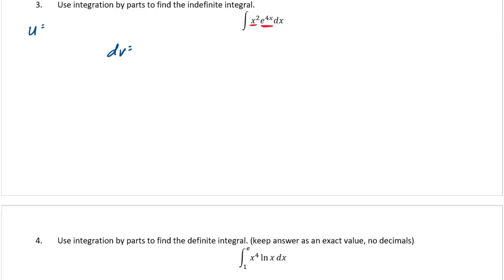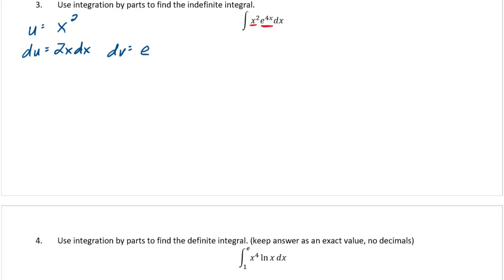Because of the e, more than likely that's going to be something I'll select for the dv portion. That way I can get this x squared. If I let that equal the u, that would then dwindle its power down. But because it's got a power of 2, it's letting me know that I'm probably going to need to do 2 cycles of this. So if we try letting the u equal that x squared, du is now going to become a power 1 less. So it's going to make progress in the right direction.